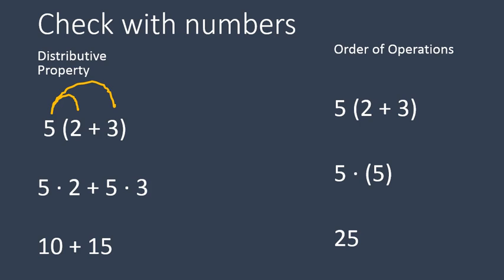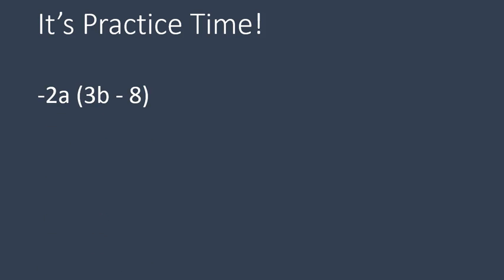The reason we need to use the distributive property is because we have binomials like 3b minus 8 in this question that can't be joined together using order of operations. We can't just add them or subtract them together. So we have to use the distributive property. All right, so it is practice time. Time for you to go ahead and solve this question. Pause the recording, choose your answer, and then watch through as I give you the full solution.